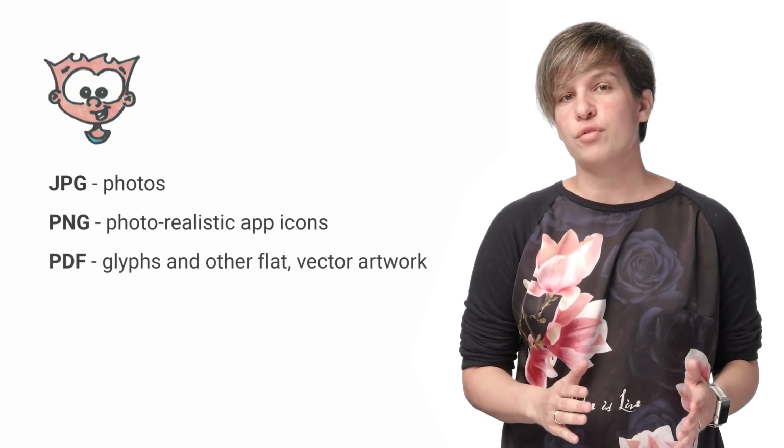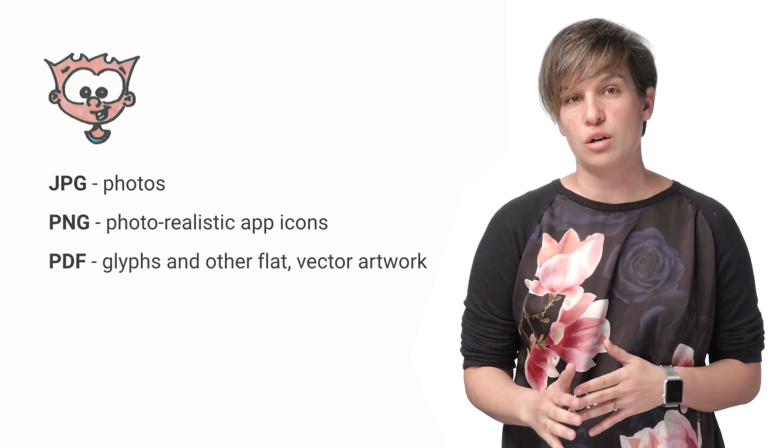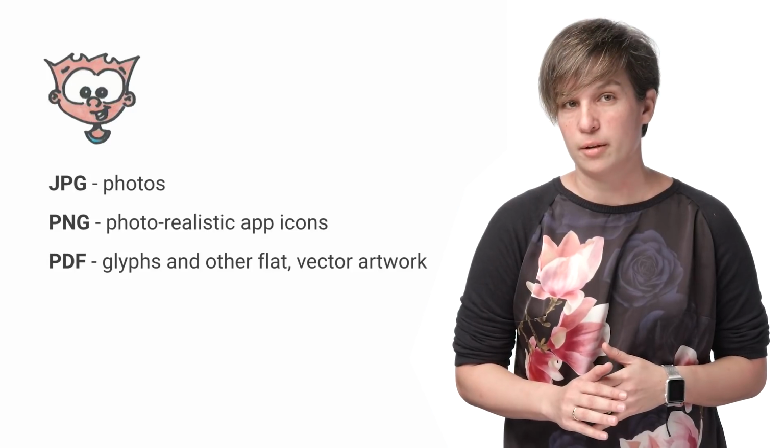Since you now need to support multiple sizes of your image files, you can use PDF or make sure you provide both 2x and 3x versions for all of your images. More specifically, Apple's human interface guidelines recommend using JPEG for photos, PNG for photorealistic app icons, and PDF for glyphs and other flat vector artwork that requires high-resolution scaling.